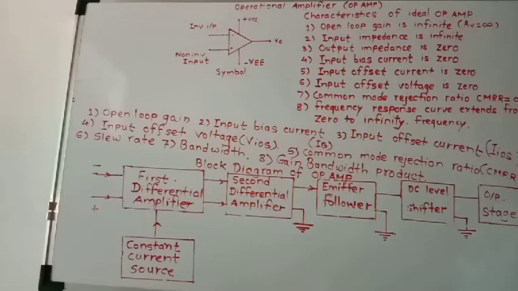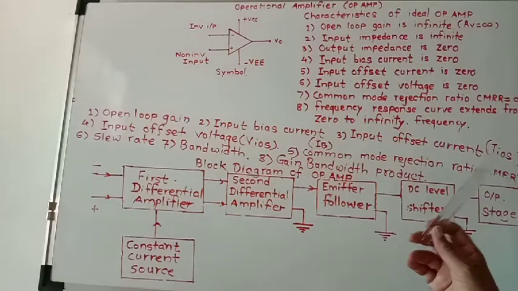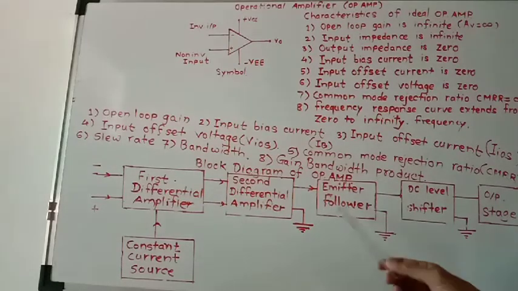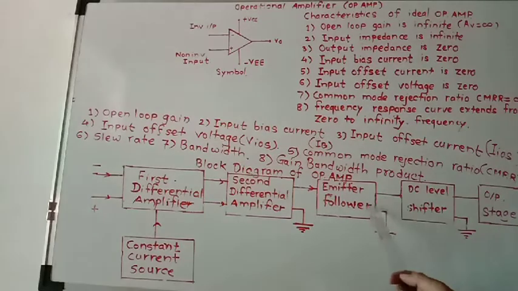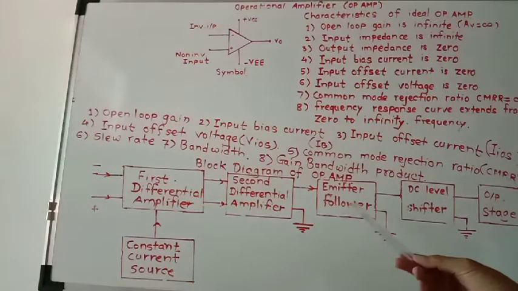Then the third stage is an emitter follower, also called a voltage follower. This emitter follower has very high input impedance and very low output impedance, and its gain is almost unity, or 1. This stage acts as a buffer between output and input. It completely isolates input from output, providing electrical isolation.